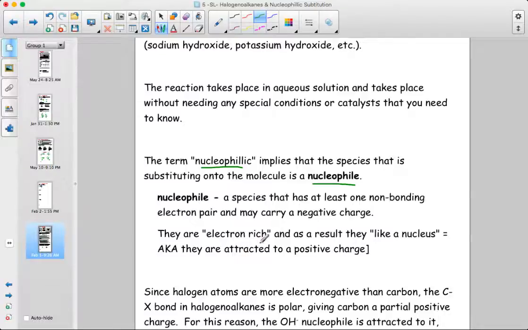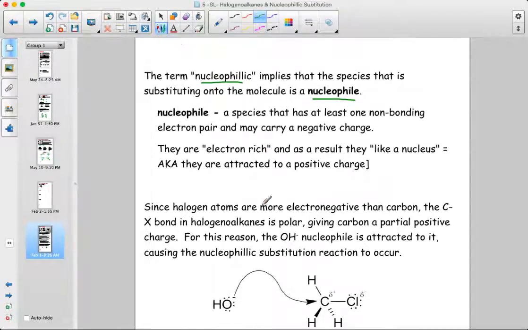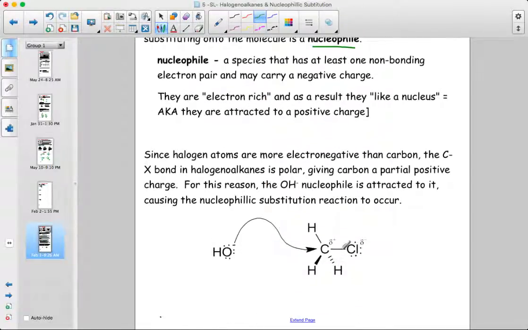So the nucleophile has to have at least one lone pair of electrons, one non-bonding electron pair, and it often carries a negative charge. There are other nucleophiles that are possible, but the only one you need to know about is a hydroxide ion. And since the bond between the carbon and the chlorine, or the carbon and any halogen, is going to be a little bit polar, with the carbon atom having a slight positive charge, a nucleophile like hydroxide is going to be attracted to that carbon atom.